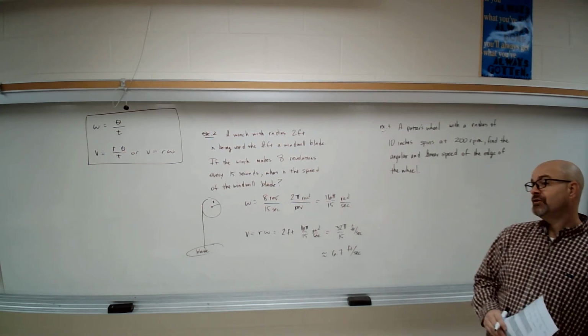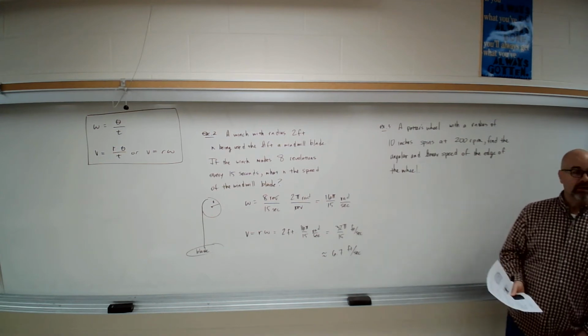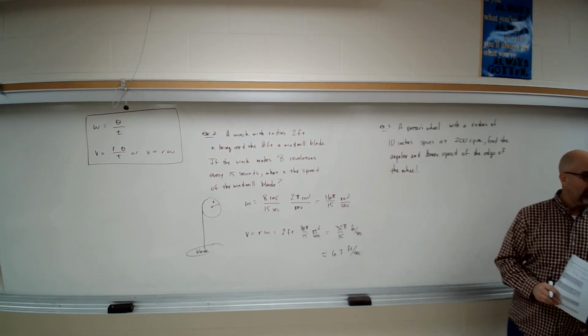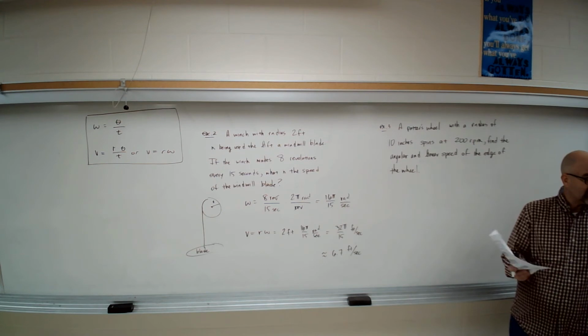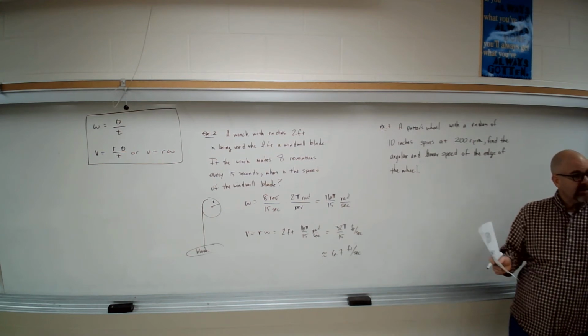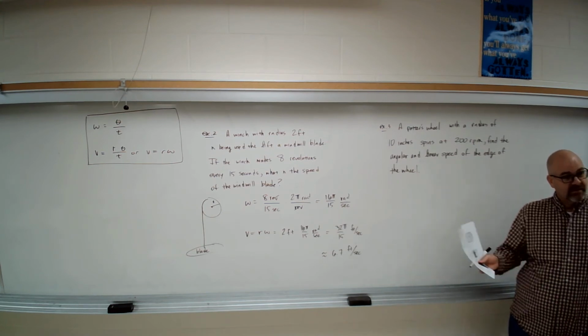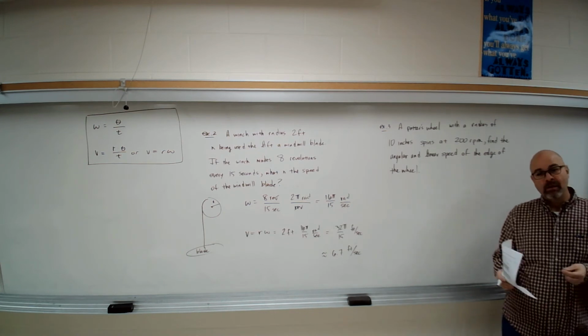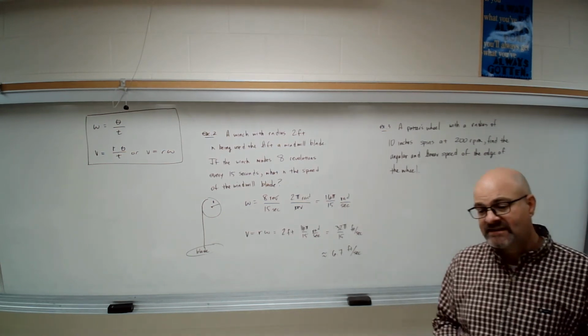Now, do note the angular speed of the wheel doesn't matter if you're on the edge, or 1 inch from the edge, or from the center. That's always going to be constant, right? But the speed of the wheel is going to be different. It's going to be faster the further you get away from the center of the wheel. Okay, so take a second and try that one.